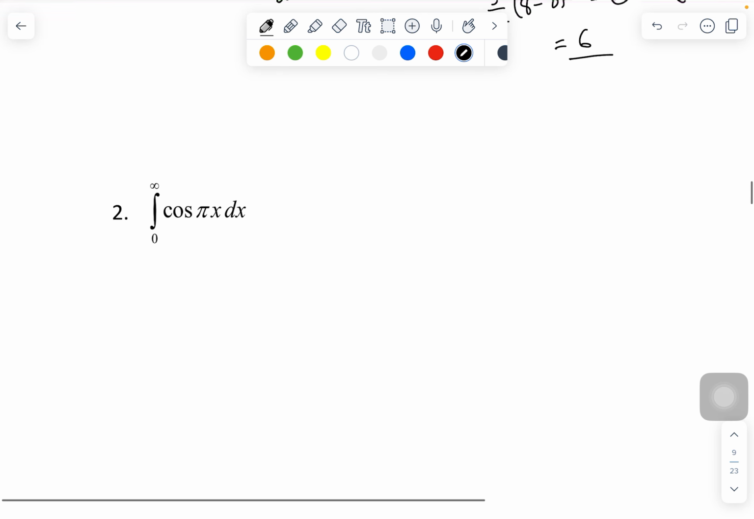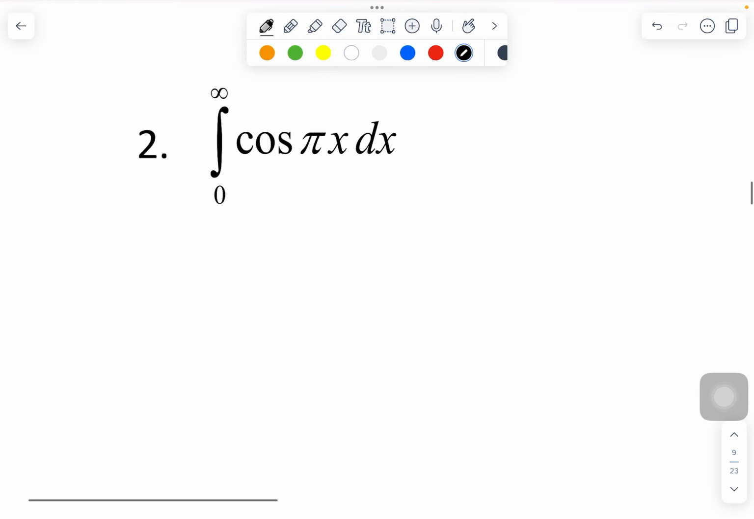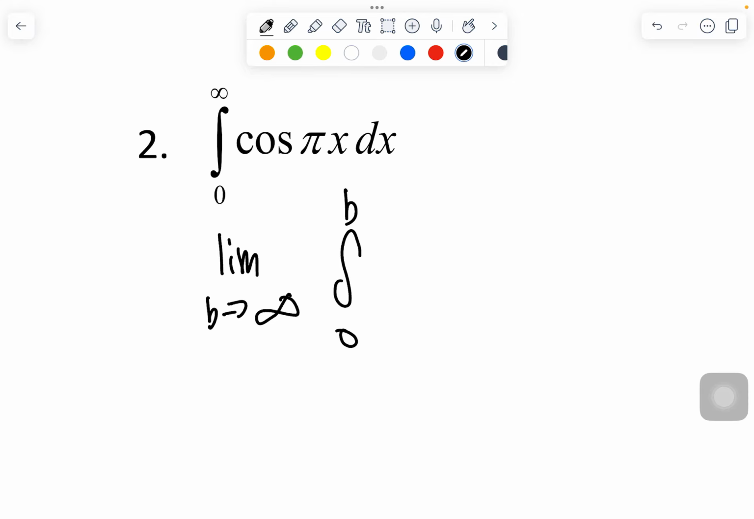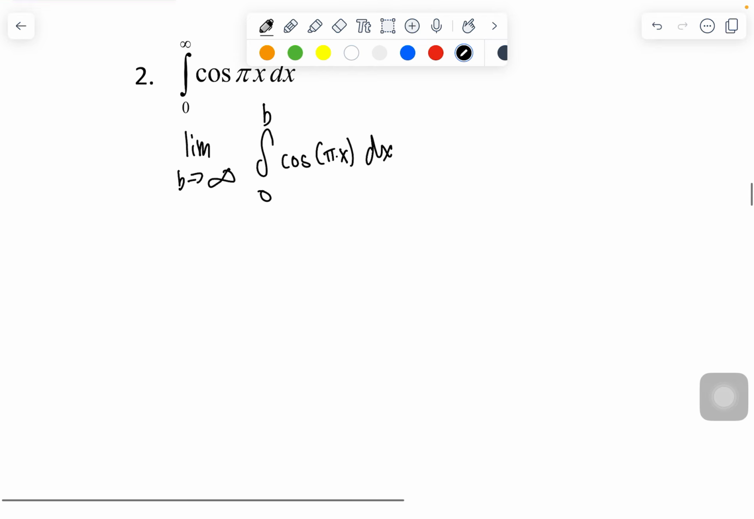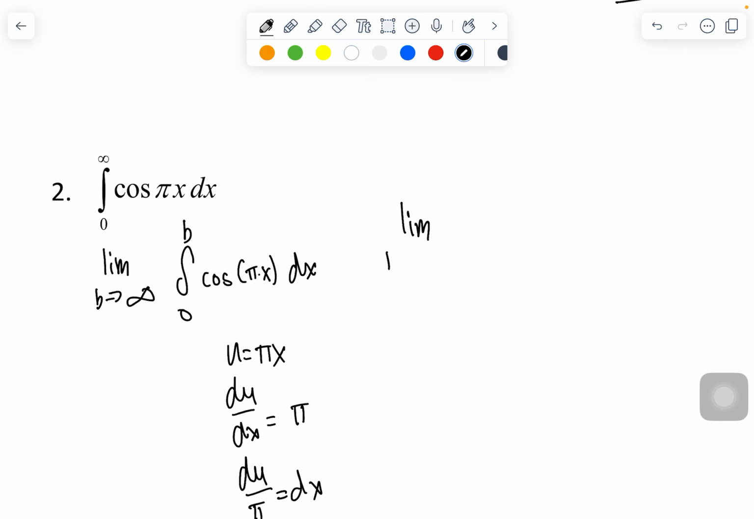Another type of improper integral is when it's approaching infinity or negative infinity. To solve this type of question, we'd use a limit where we have our value approaching infinity, so we can get a definite integral. And then to solve this, I'd use u sub as well. So I'd get the limit as b approaches infinity of 1 over pi on the definite integral 0 to b of cosine of u with respect to u.